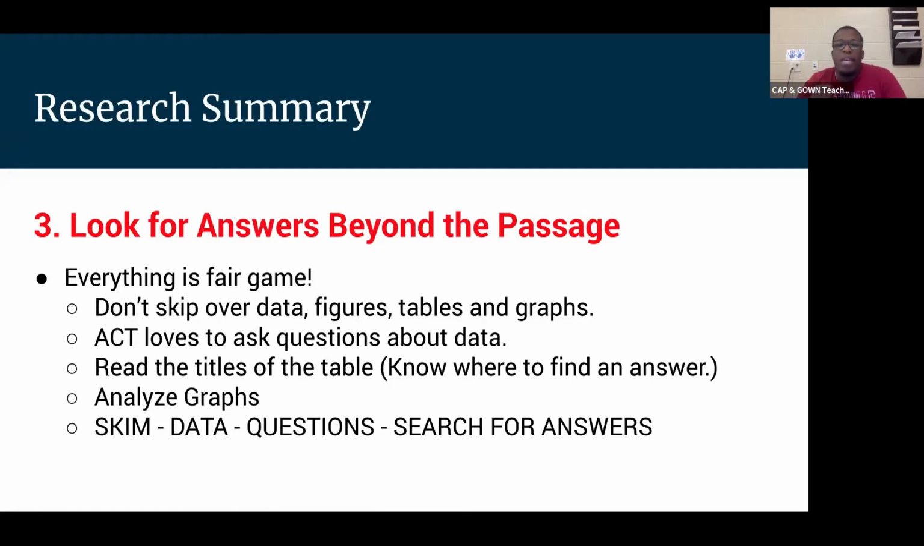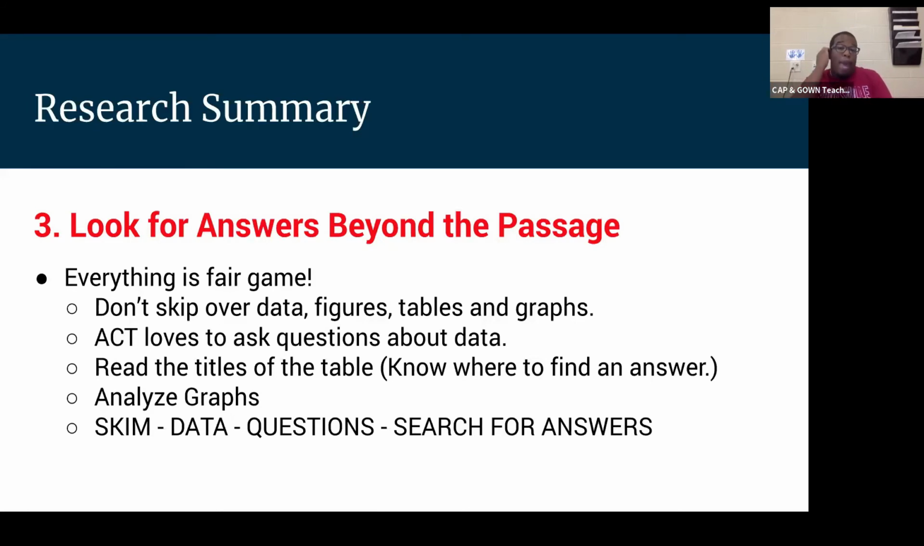One of the big things that people do, and you've heard me say this over and over and over again, is that in these passages, they skip the data and figures, they skip the tables, they skip the graphs, and they keep going. And ACT loves to ask questions about data. They are going to ask you that because one of the common rookie mistakes is to skip these figures, tables, and graphs. So you want to also make sure you read the titles of the table so that you know where to find your answers.